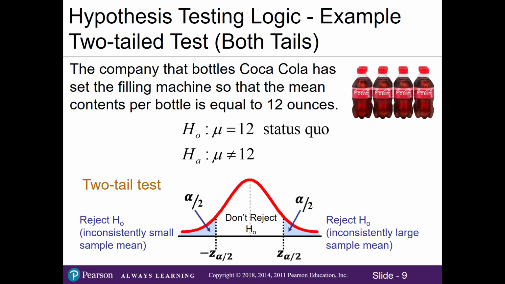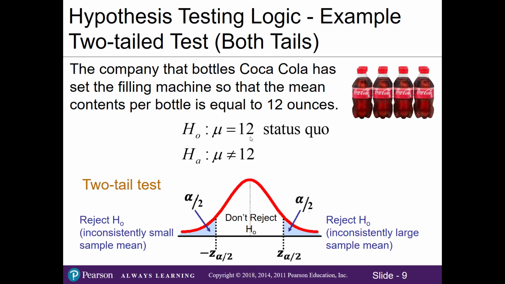For a two-tailed test, let's look at this example. Say the bottling company that bottles Coca-Cola has its filling machine set to 12 ounces per bottle. Again, in this instance, it's important that we don't want to underfill or overfill the bottle. Underfilling results in unhappy customers, and overfilling means we're wasting soda and maybe even spilling over the bottles and causing a potential accident on the manufacturing floor.